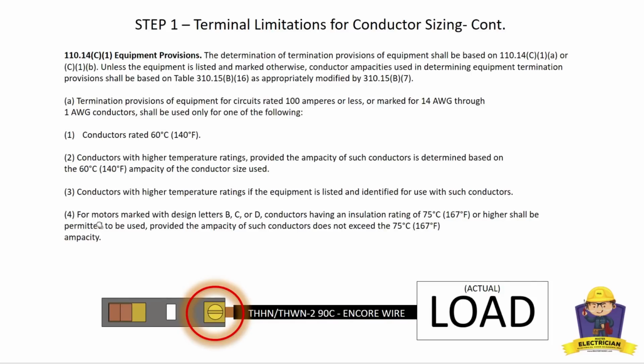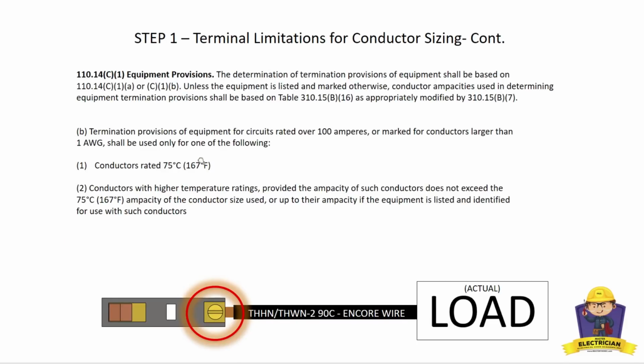Item number 4 reminds us that for motors marked with design letters B, C, and D, conductors having an insulation rating of 75 degrees C or higher shall be permitted to be used. Okay, so I don't have to stick to the 60 here. As long as the insulation rating is 75, I can use it, or even higher. At the end of the day, I'm going to have to make sure that I don't exceed the value in the 75 degree column. Even though I'm using a 90 for these motor aspects here, I'm still going to be limited to 75 degrees C ampacity values.